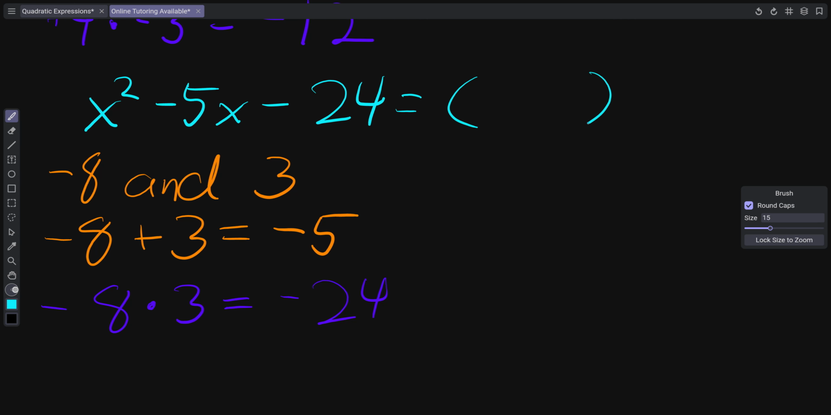So we do what we've been doing. We draw two sets of parentheses. We put x's here. We leave a minus sign and a positive sign. We drop the 8 here, and we drop the 3 here.